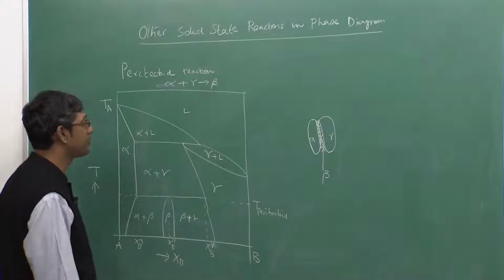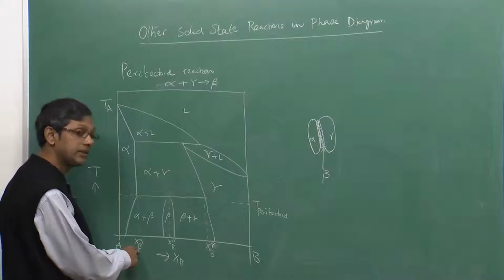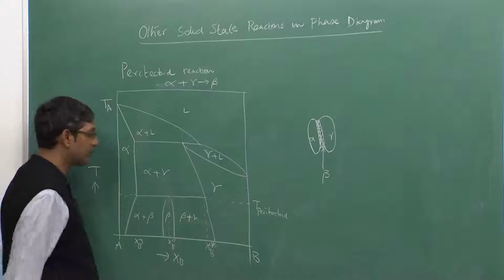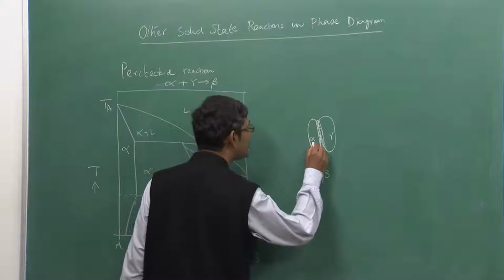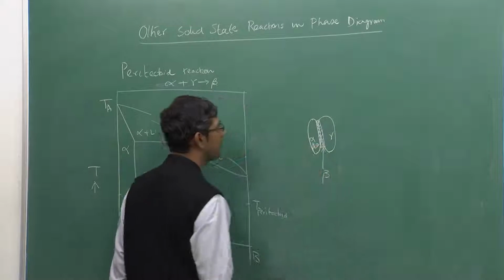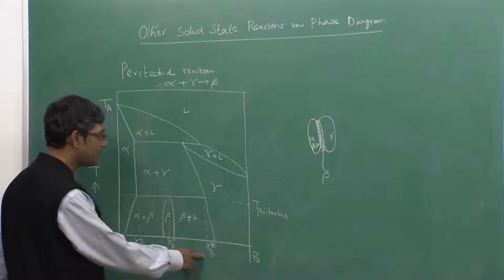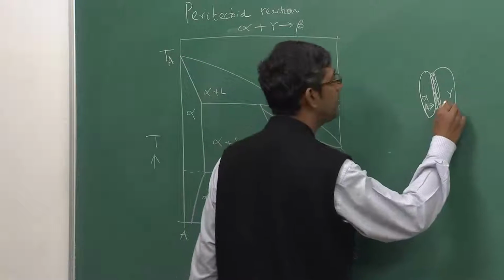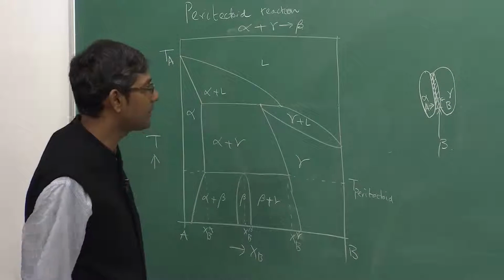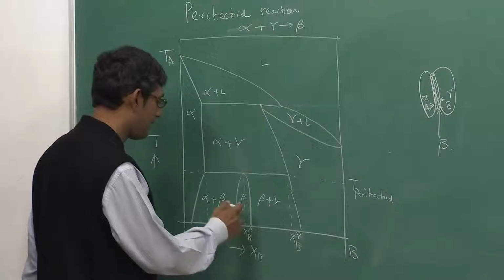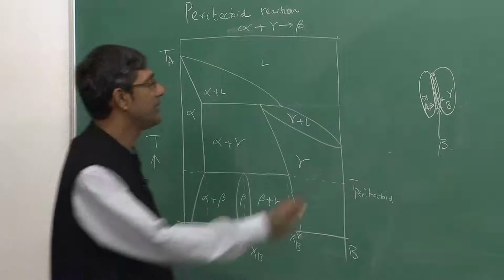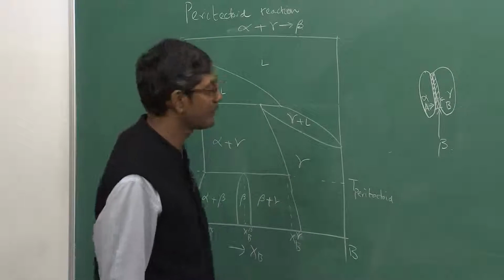So, which atom will diffuse from alpha? A, because alpha is rich in A, because this is the amount of B. So, A will be the rest amount, quite a lot. So, A will diffuse this way, and again gamma is rich in B. So, B will diffuse this way, and when the atoms come in contact and have a definite composition of Xp beta, then this solid layer will form. That is how it happens.